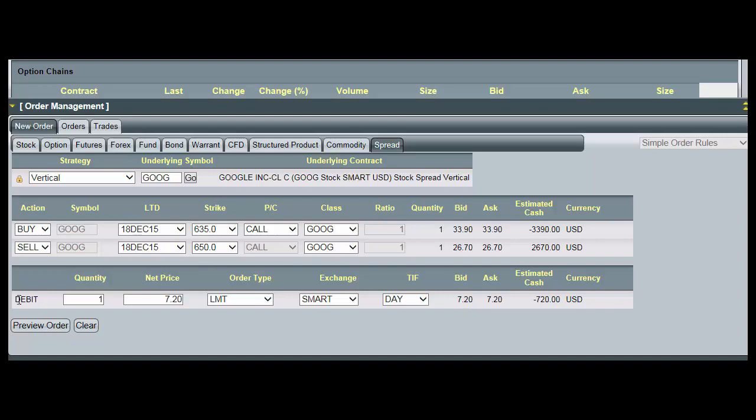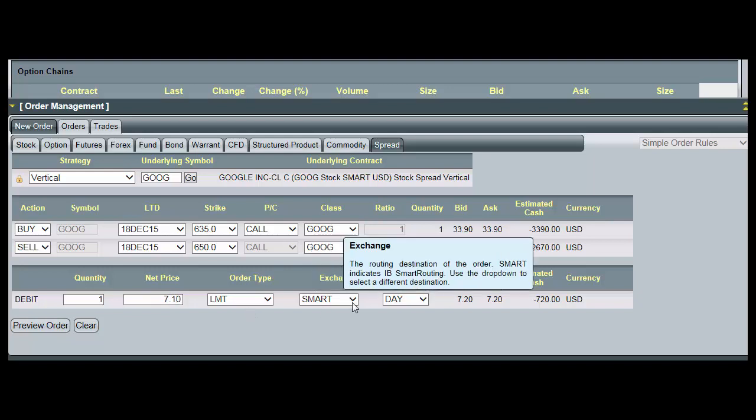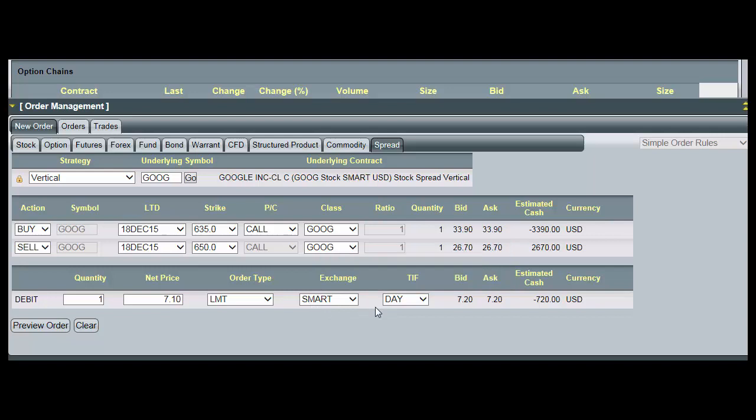Okay, so we come down here. It's a debit spread. The quantity is 1. They're saying the limit price is 720. We'll change that to 710. We'll leave it in there for this as a day order. We're not going to chase this particular order, and we'll click on preview.